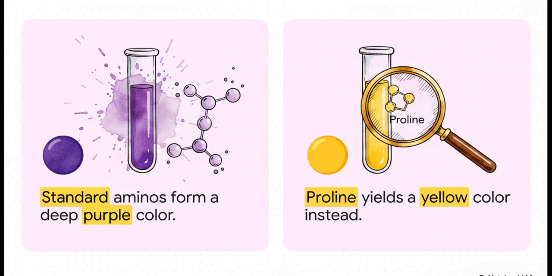The amino acid proline flat out refuses to follow the rules. What's really interesting about this visual comparison is its sneaky yellow exception. Because of its unique ring structure, proline yields a yellow color instead of the standard purple. As a molecular detective, spotting that yellow immediately tells you exactly which rogue amino acid you're dealing with.